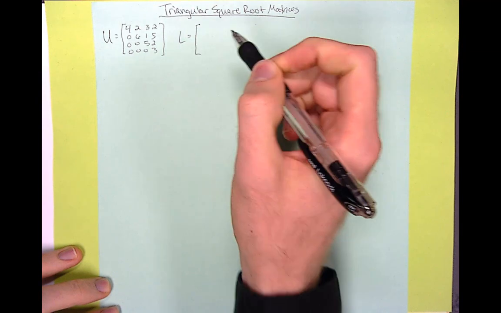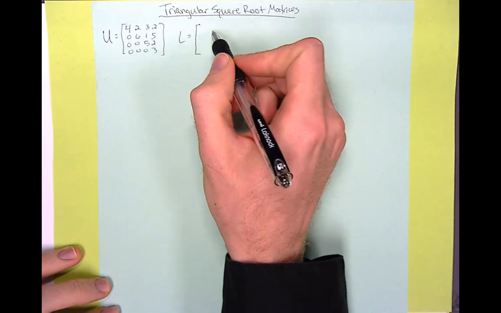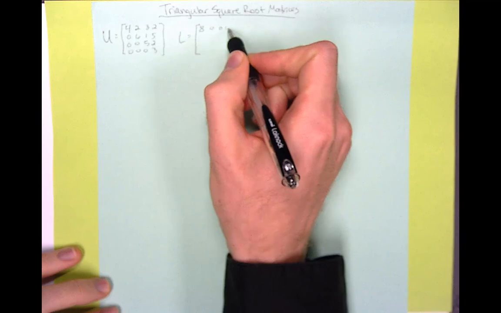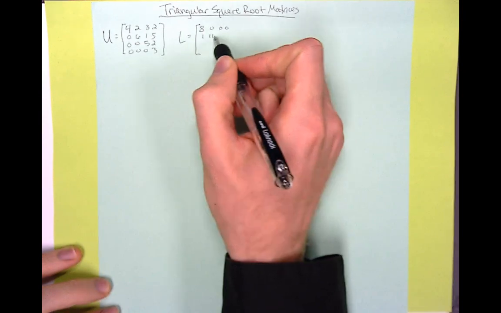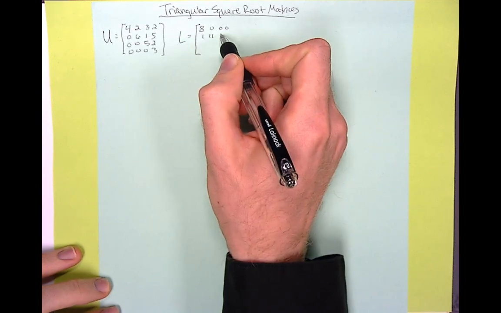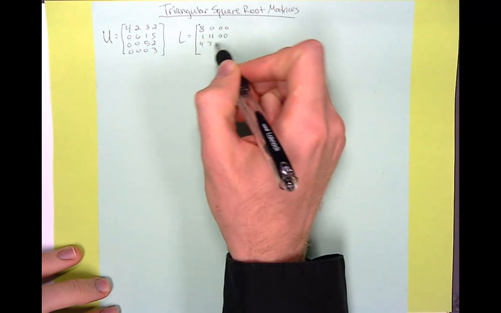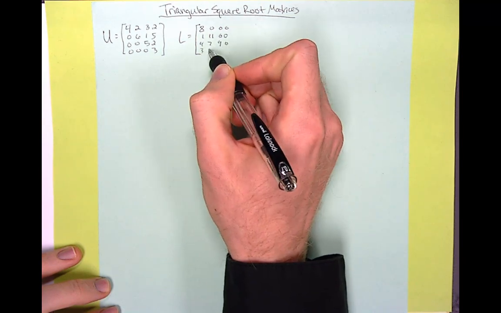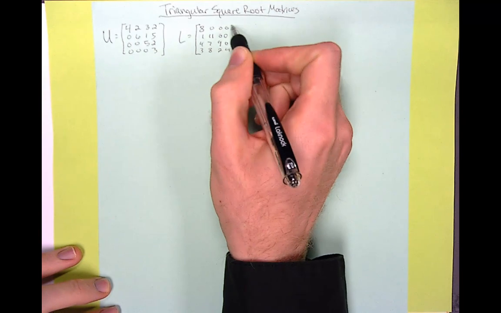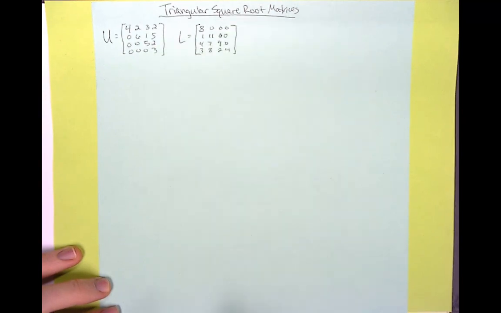So a lower triangular matrix would look like this. Just as an example, you have 8, 0, 0, 0, 1, 11, 0, 0, 4, 7, 9, 0, 3, 8, 2, 4. And this is just an arbitrary example. It's useful in many statistical methods to find the triangular square root of a symmetric matrix, and we use the Cholesky method in order to do this.